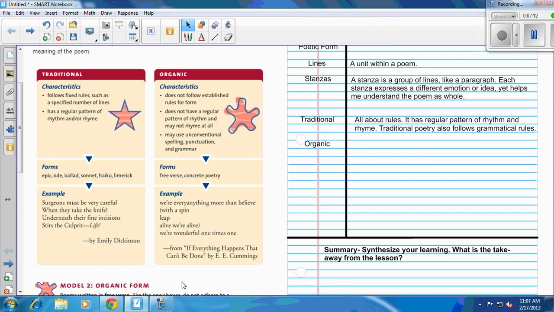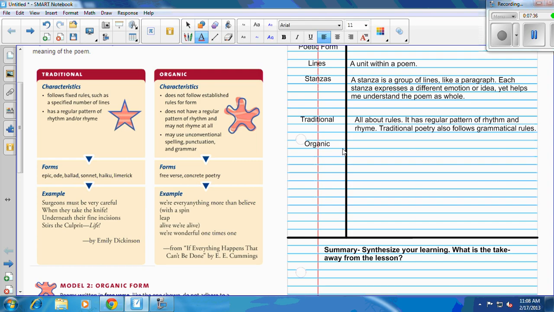Okay, let's read about some organic poetry. The characteristics of organic poetry are that it does not follow established rules or form. It does not have regular patterns of rhythm and may not rhyme at all. Okay, so it could rhyme, but it doesn't have to rhyme. And then it may use unconventional spelling, punctuation, and grammar.